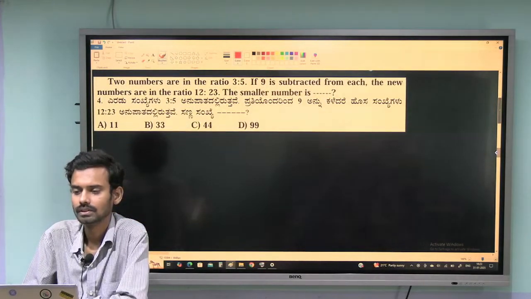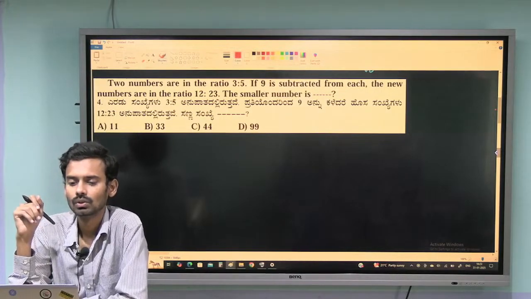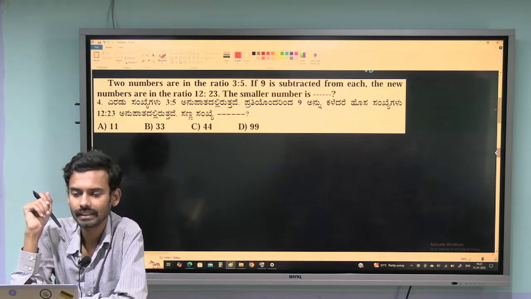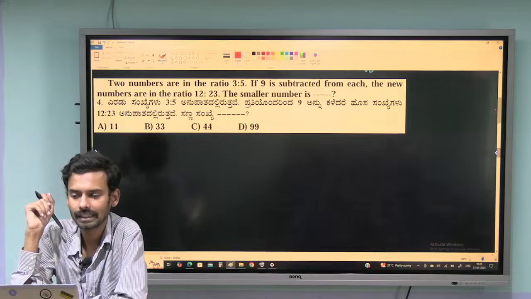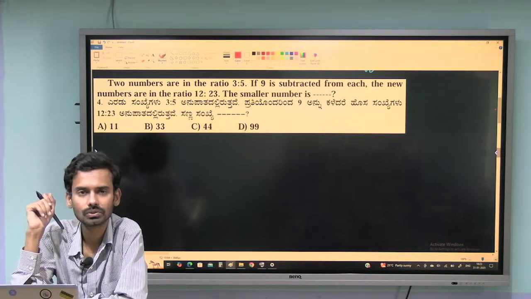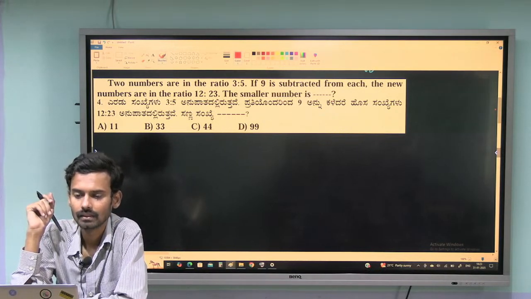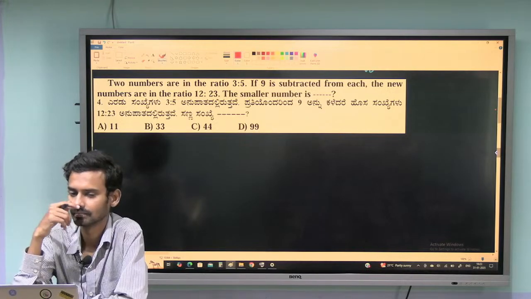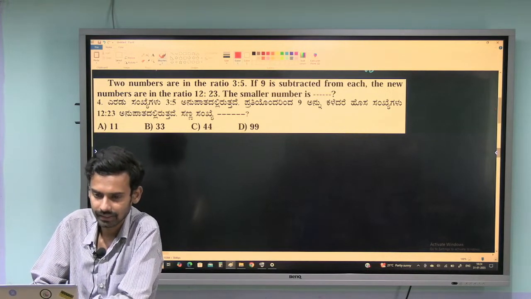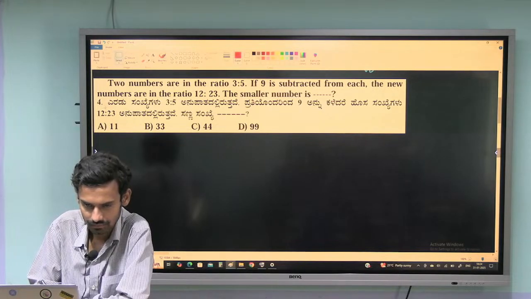Now check the next question. Two numbers are in the ratio 3 is to 5. If 9 is subtracted from each, the new numbers are in the ratio 12 is to 23. The smaller number is? So if you want, I have given the questions in Kannada as well.